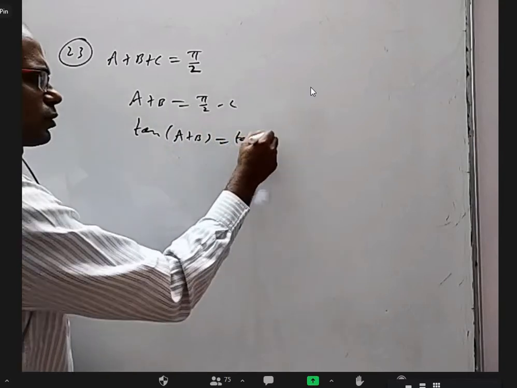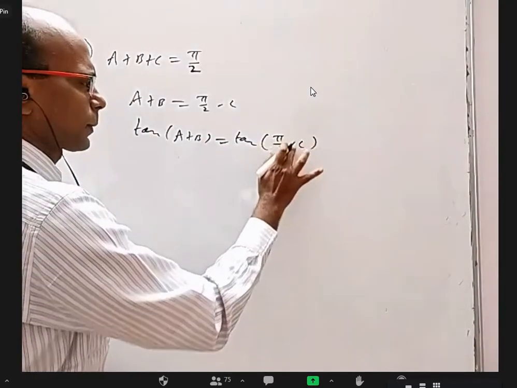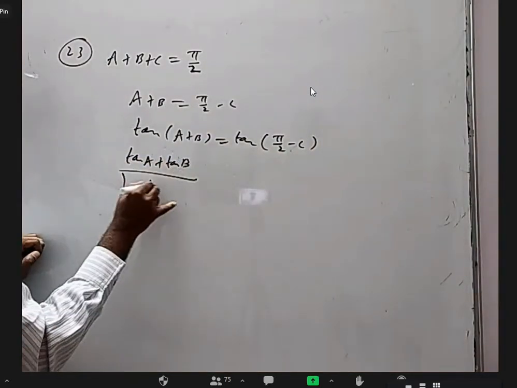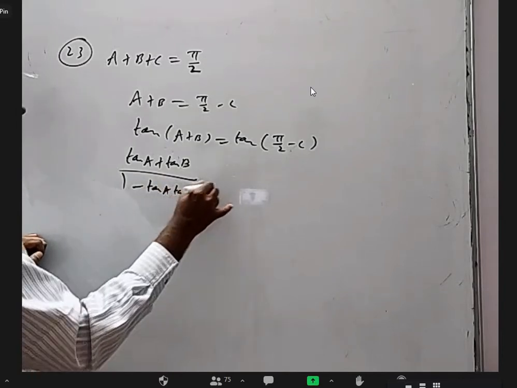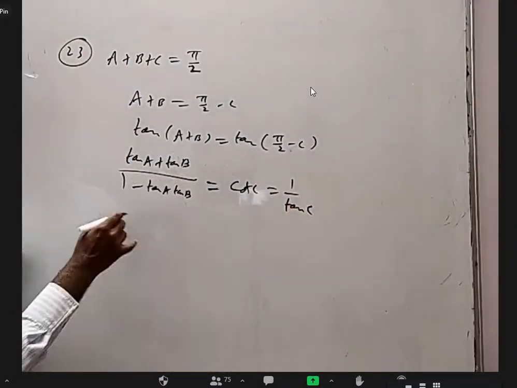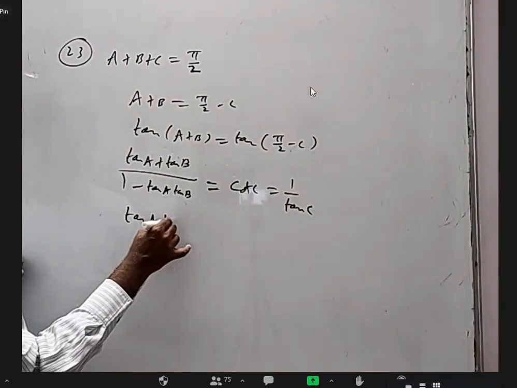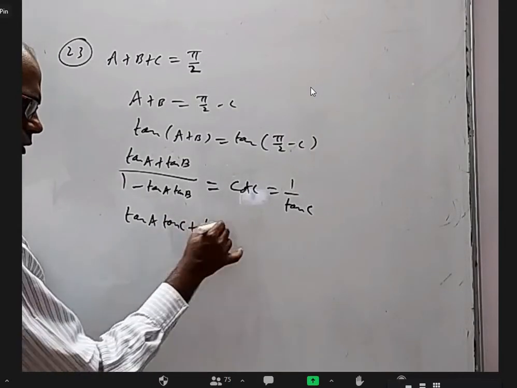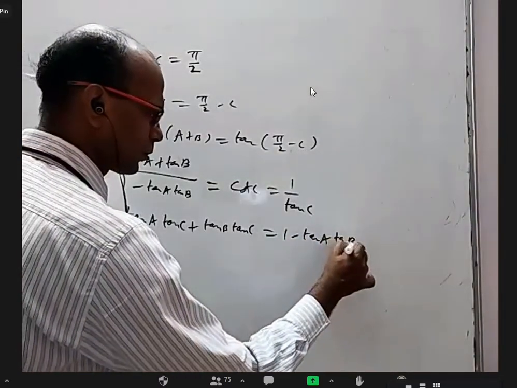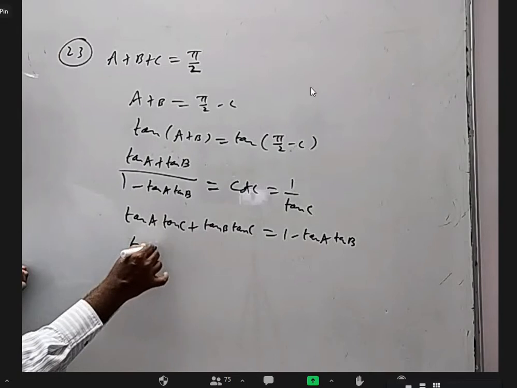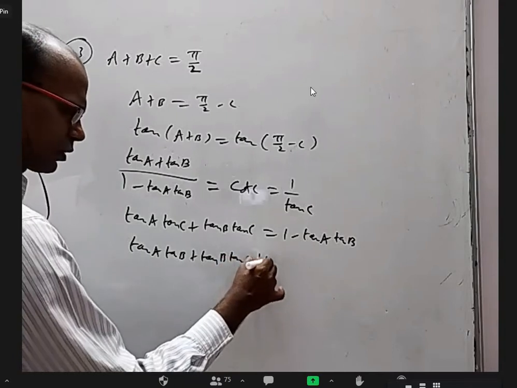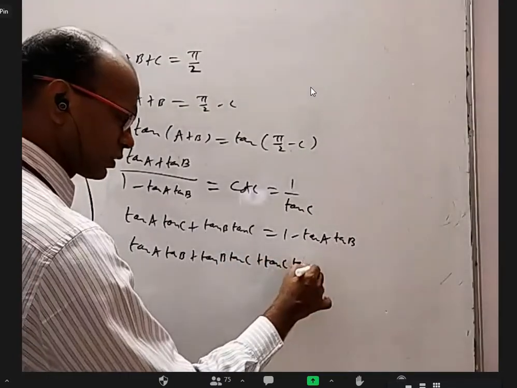Tan (a plus b) is equal to tan (pi by 2 minus c). The tan (a plus b) formula is (tan a plus tan b) by (1 minus tan a tan b). Tan (90 minus c) is cot c, and cot c is 1 by tan c. If I do cross multiplication, I'll get tan a into tan c plus tan b into tan c is equal to 1 minus tan a tan b. If I bring this to this side, we get the same result: tan a tan b plus tan b tan c plus tan c tan a equals 1.